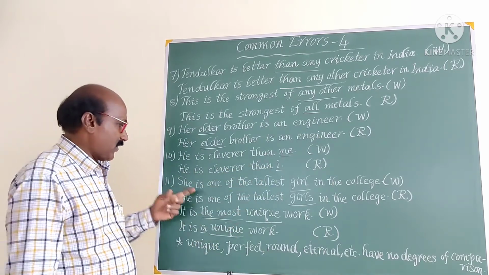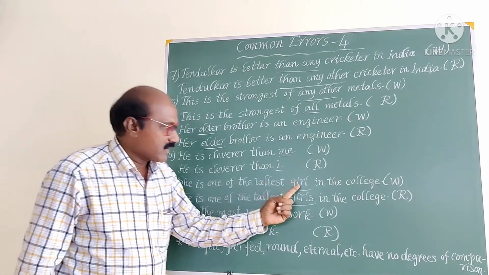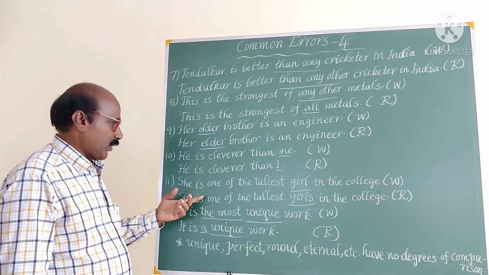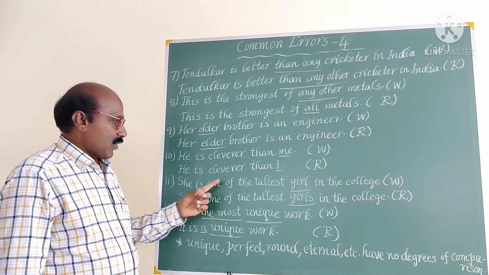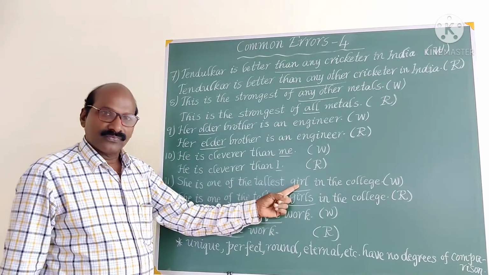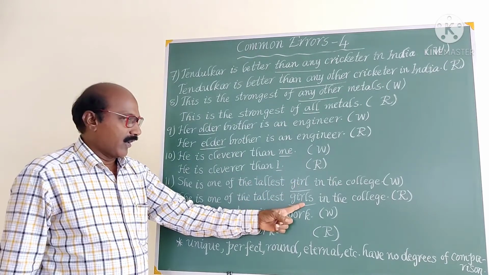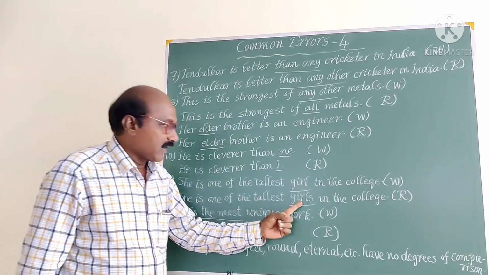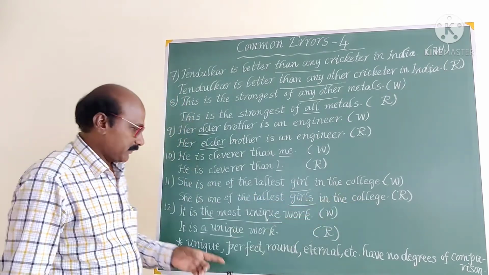That's the right expression. "She is one of the tallest girl in the college." It's a wrong expression because one of the is always followed by a plural noun. So we should use the plural noun girls in place of girl. She is one of the tallest girls in the college.